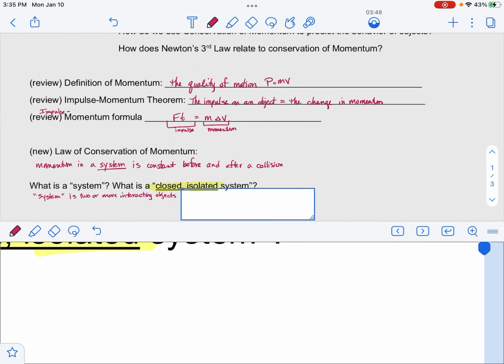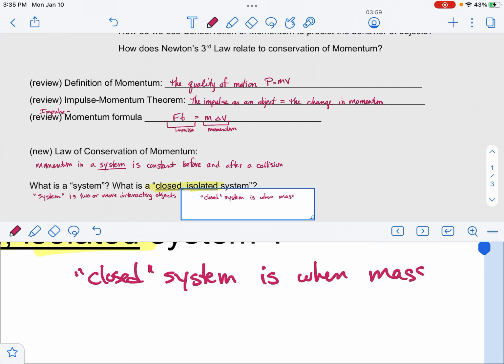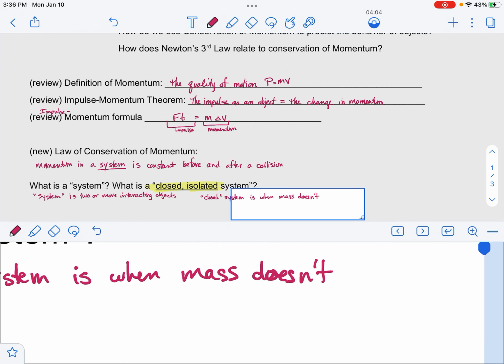A closed system is when mass doesn't change. And you're going to be like, but Mrs. Parent, you already told us the mass never changes. Right, but what I mean is the mass of the system doesn't change. So if my system is two bowling balls, the two bowling balls don't break in the middle of this thing, and so they get smaller. Or if it's two elephants, the elephants don't eat a lot of grass in the middle of the problem so that their mass changes, right? So the mass of the system is going to be constant.